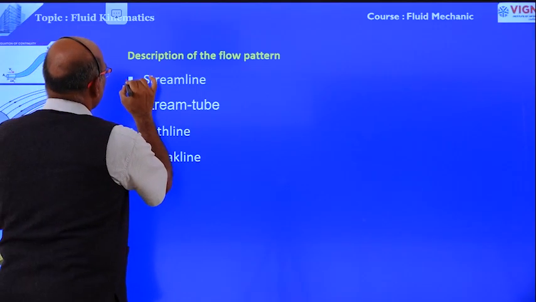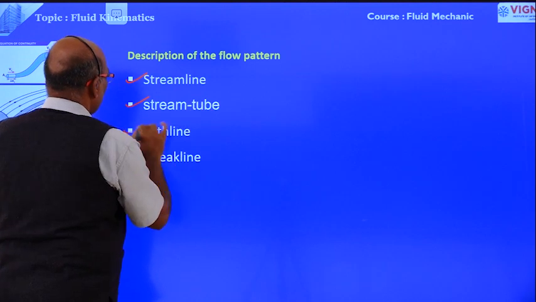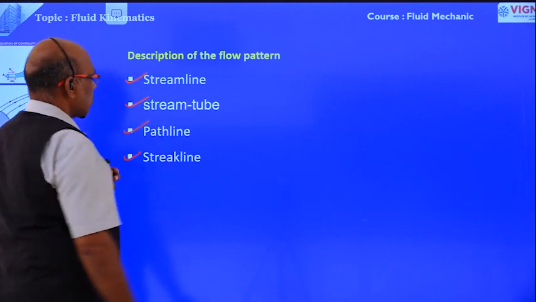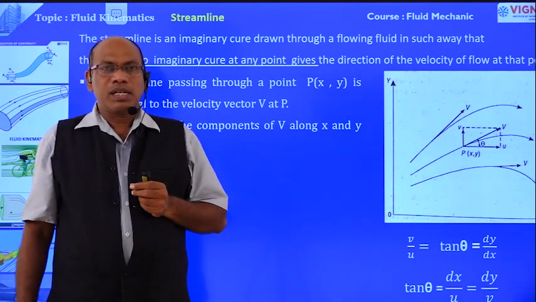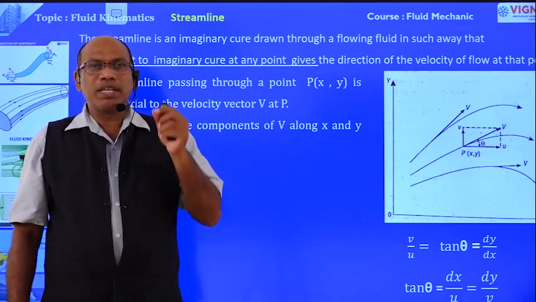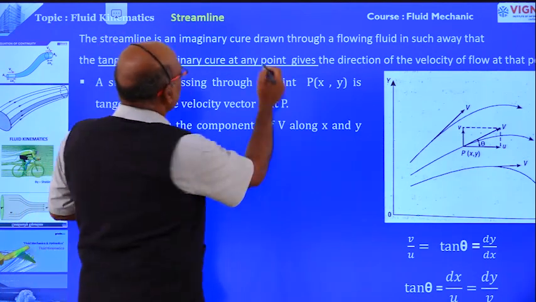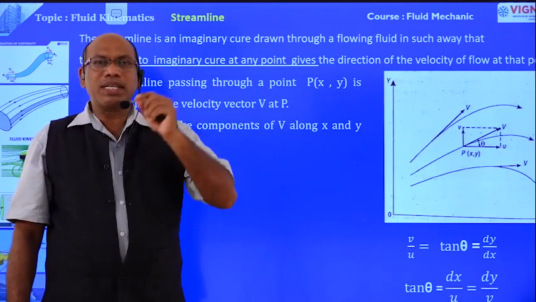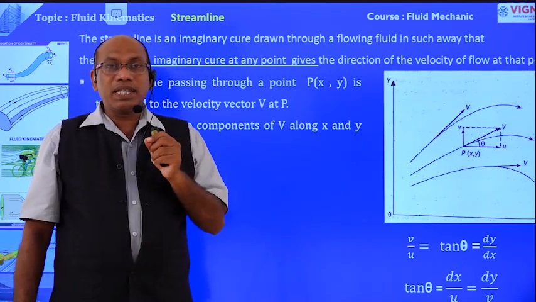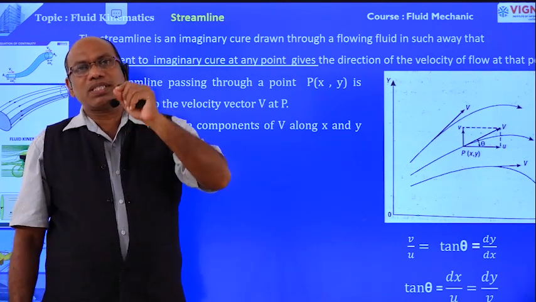We are going to discuss what is a streamline, what is a stream tube, what is a path line, and what is a streak line. Right, what is a streamline? Streamline is an imaginary curve drawn through the flowing fluid in such a way that the tangent of the imaginary curve gives the direction of the velocity.